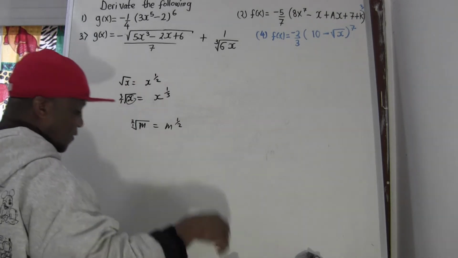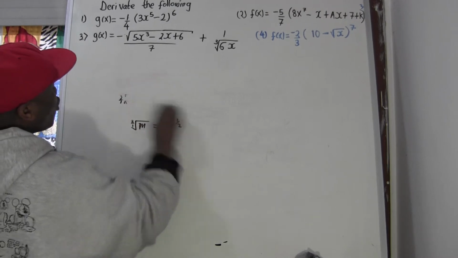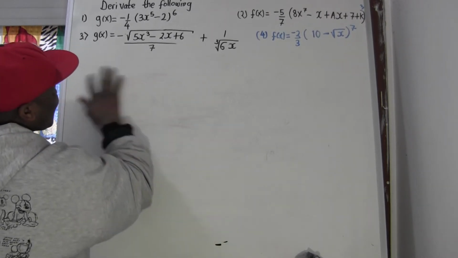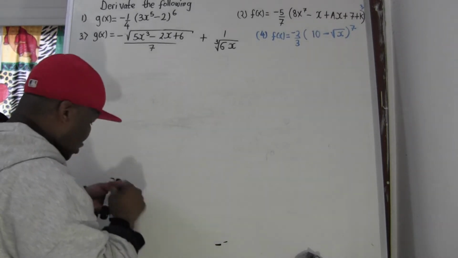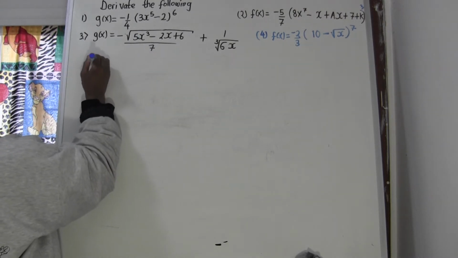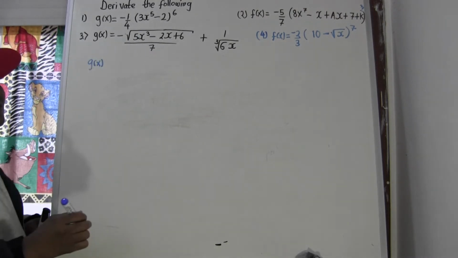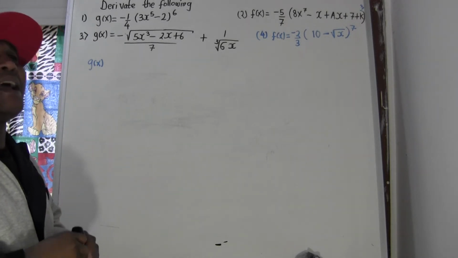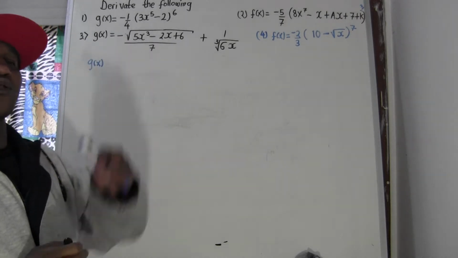Now for this case, first and foremost, the rule is to write everything as a power. Everything must be in power. We don't need a root. Remember, no root. So this is going to be g of x. I have not started differentiating yet; you cannot for now. Why? Because there's a root, so write it as an exponential power.